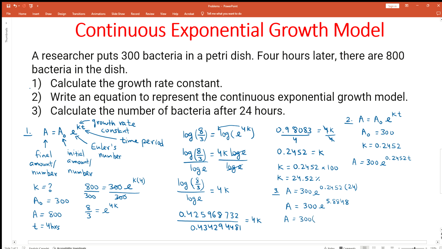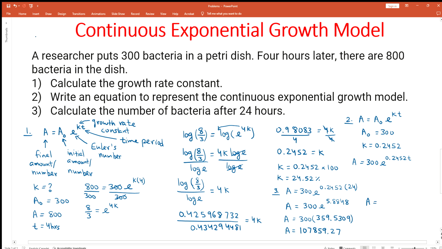Next, we can evaluate e to the power 5.8848. I get 359.5309. I'm rounding the answer to 4 decimal places. Next, we can multiply these two numbers. I get 107,859.27. Since bacteria can only exist in whole numbers, we should round this answer.